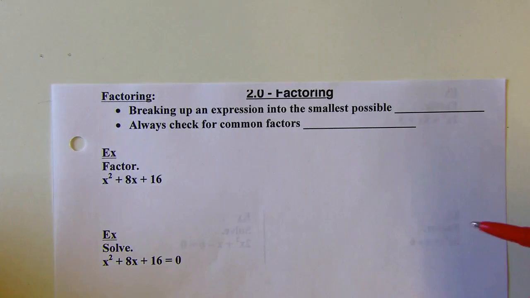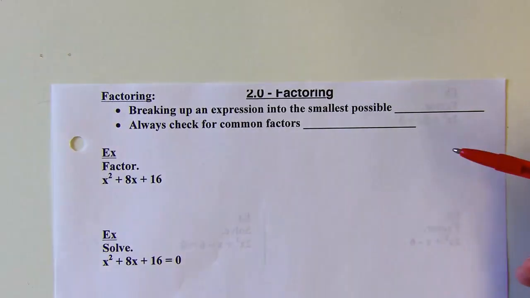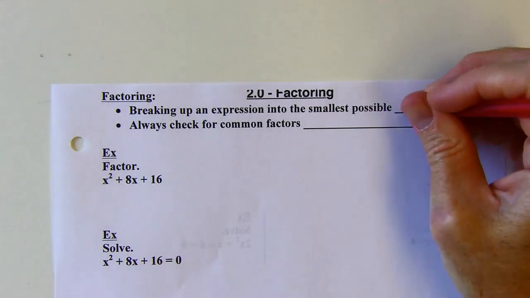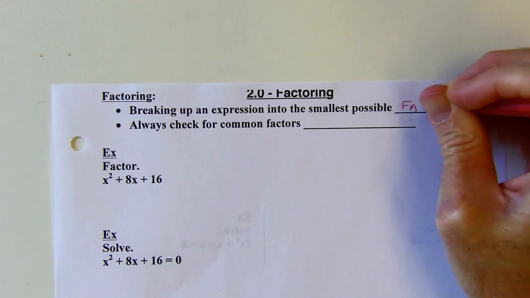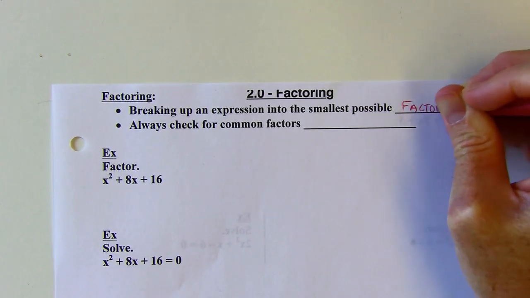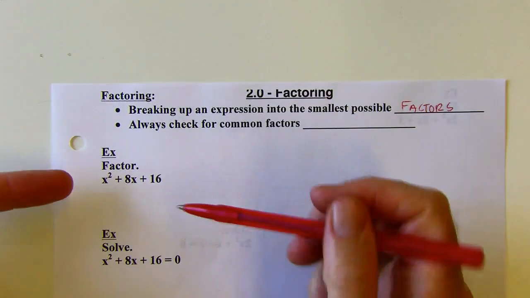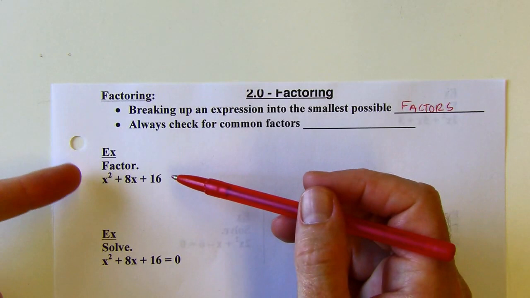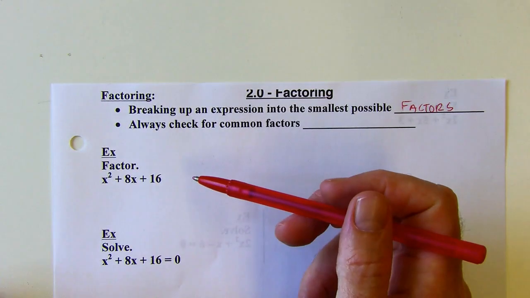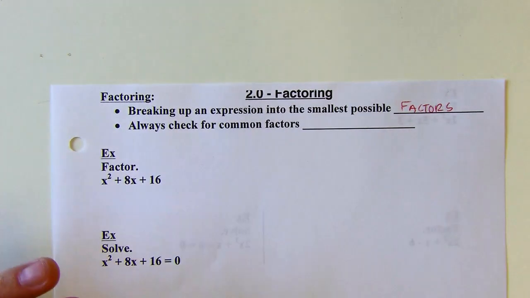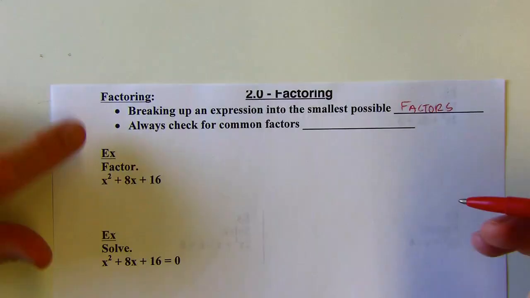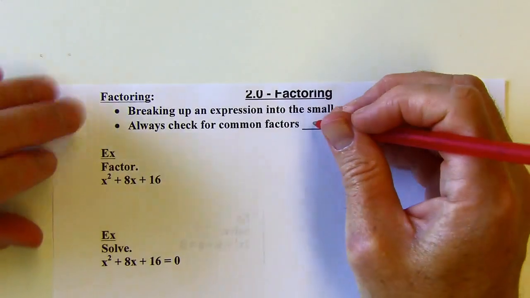Okay, factoring is breaking up an expression into the smallest possible factors. With these trinomials, if you can factor them, usually it's going to look like two binomials in parentheses. Okay, and we always want to check for common factors first.